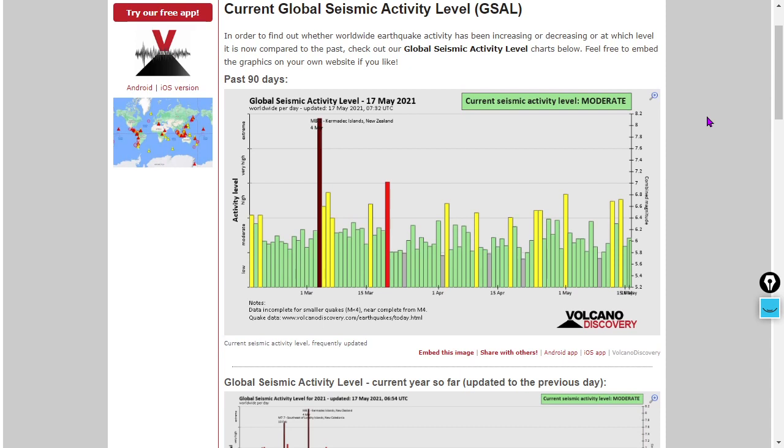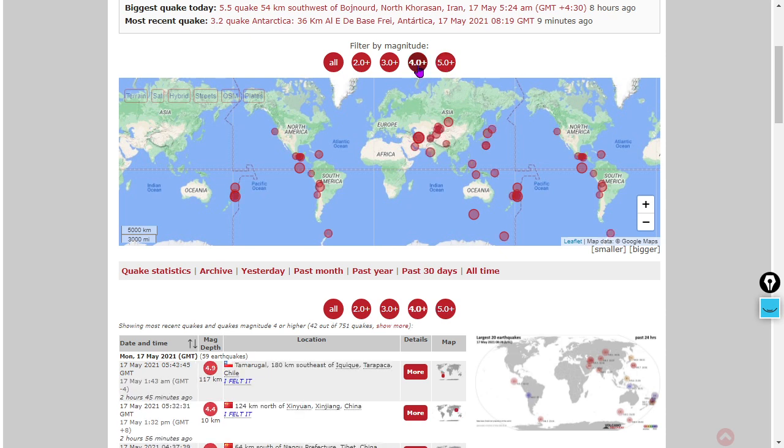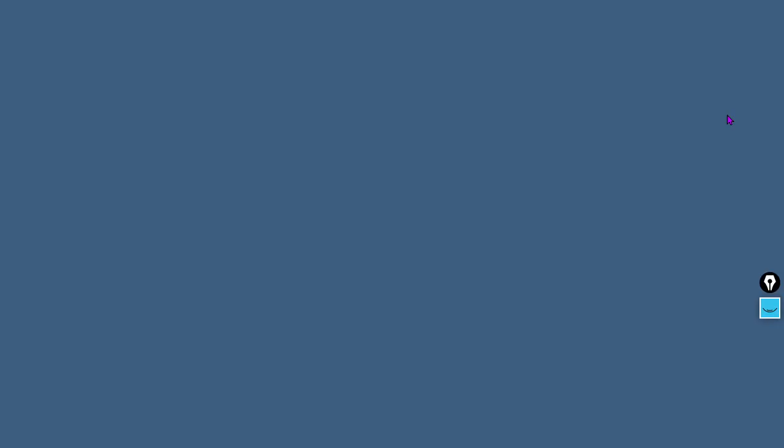And we love this chart on volcanodiscovery.com, the 90-day bar graph of large earthquakes. You can also visit this page, which will allow you to sort by magnitude, a fantastic tool. There are all the magnitude 4 quakes. There are the magnitude 5 quakes. So we saw about a half dozen magnitude 5 quakes here over the past 24 hours.